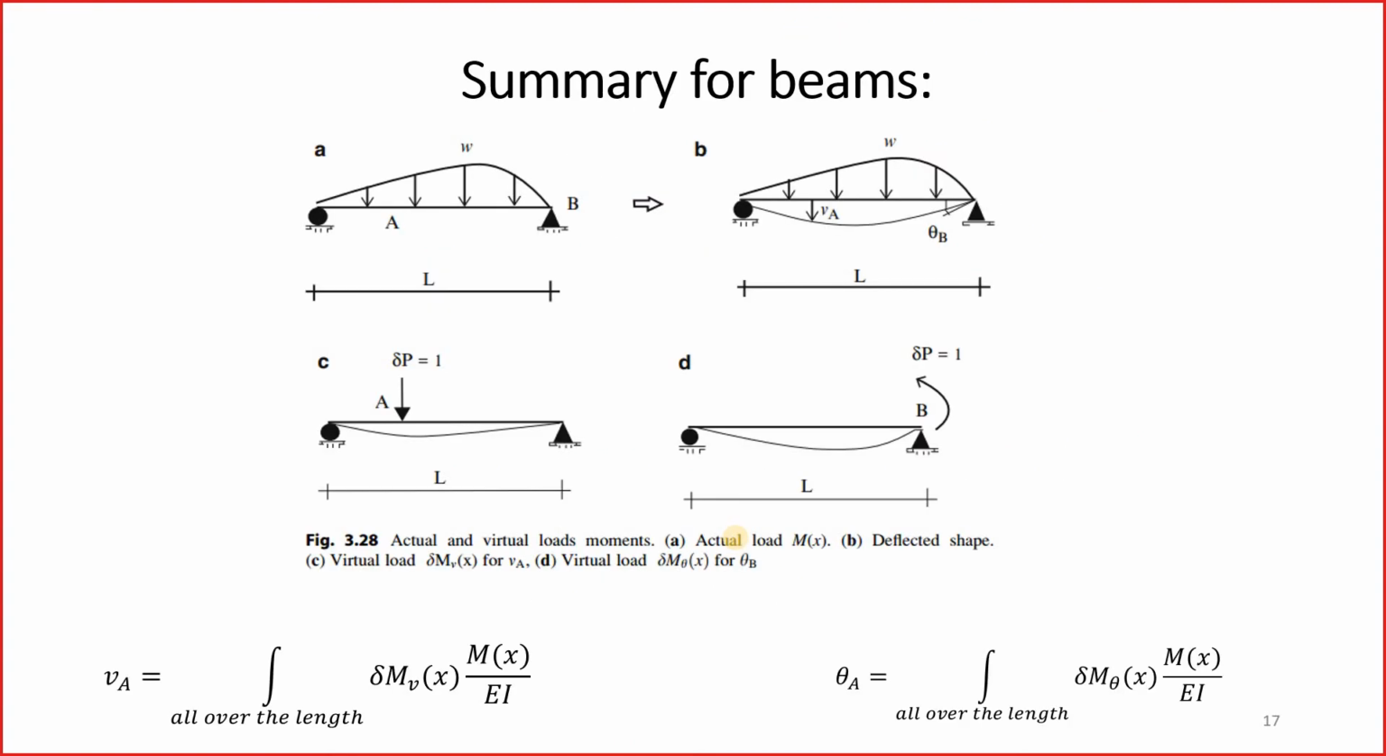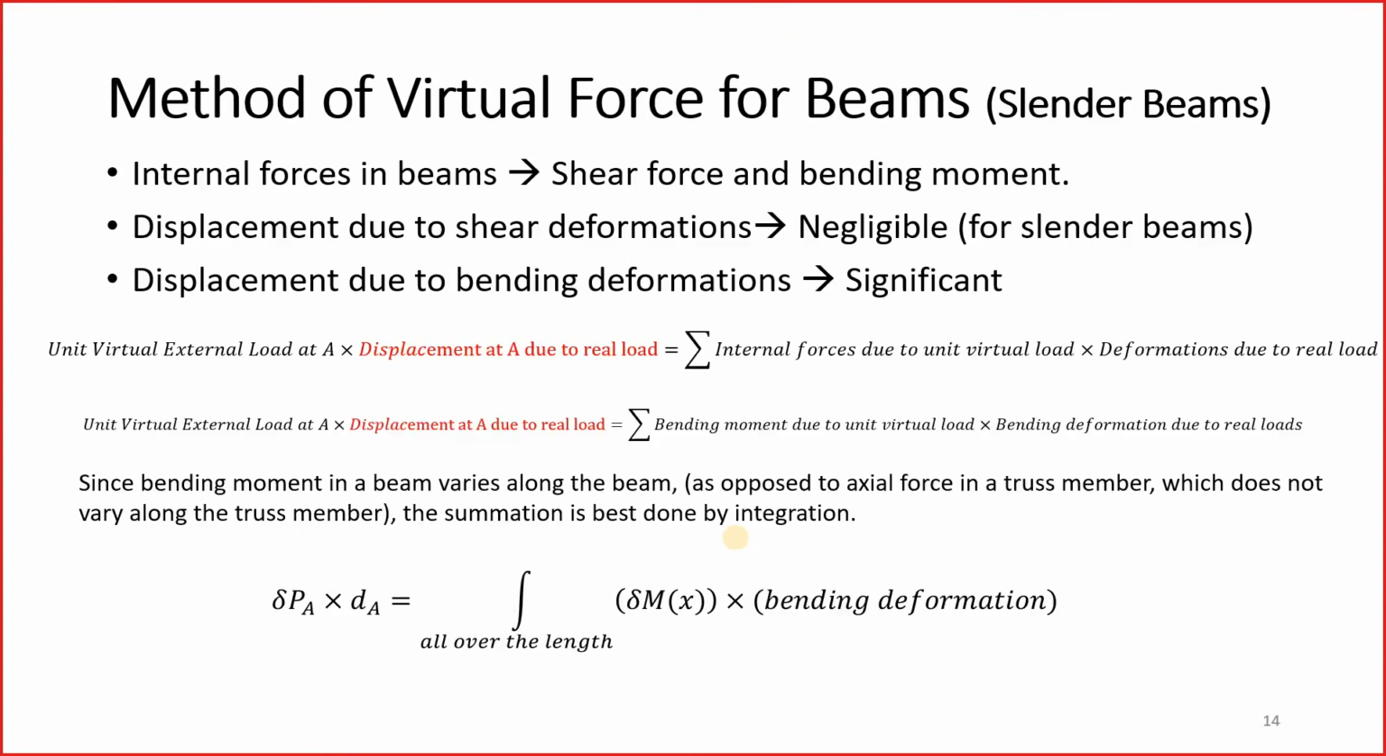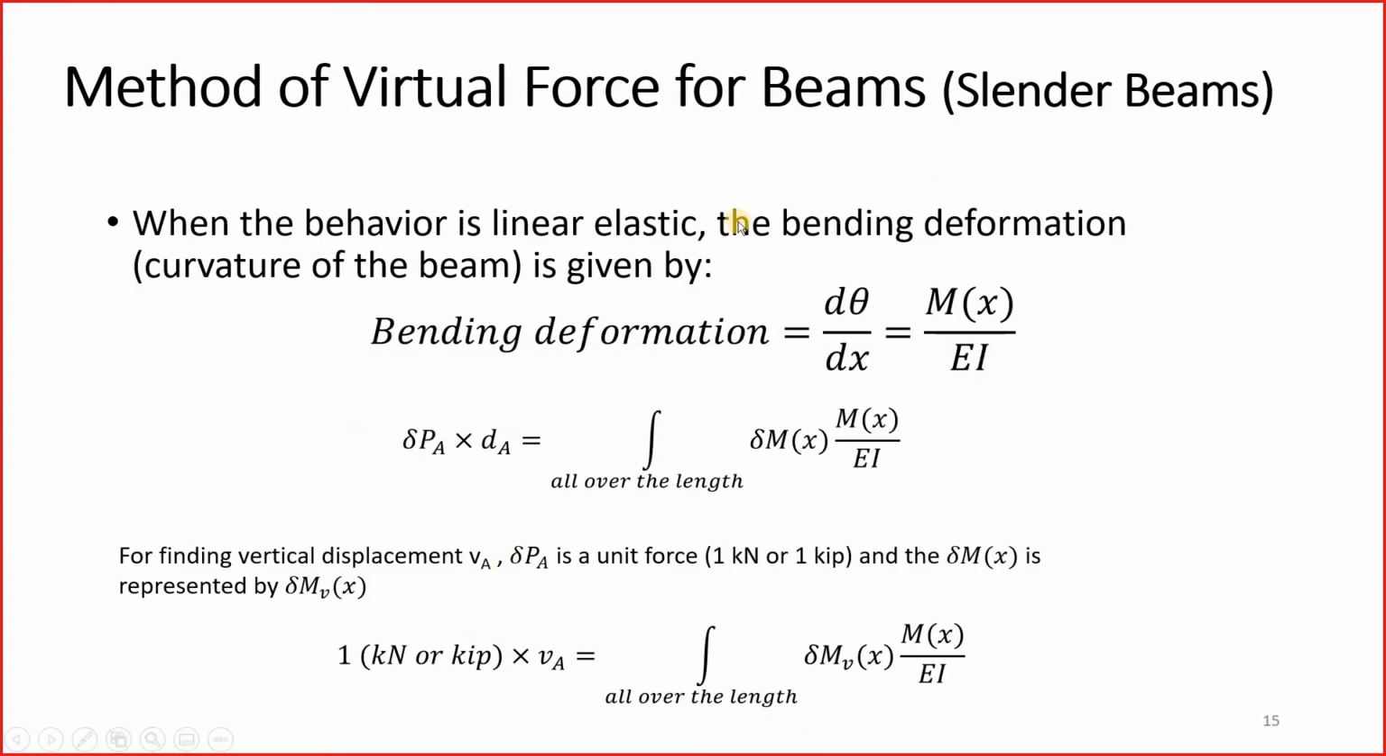Let me take you back to the formula. Yes, I'm sorry, this one. So d theta by dx is equal to M(x) over EI. This means that M is a function of x. Now if you go back and put in the formula for the bending deformation, we have replaced the bending deformation in our formula by M(x) over EI.